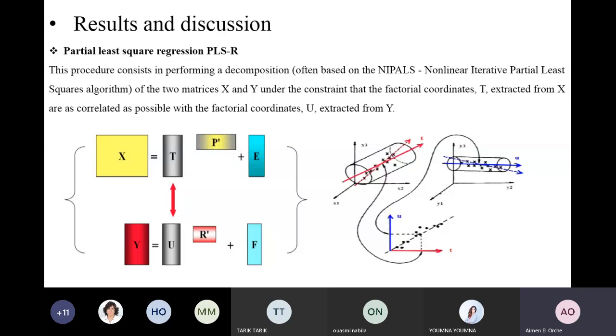variables. This procedure consists of performing a decomposition, often based on the NIPALS algorithm, non-linear iterative partial least squares, of both the X and Y matrices under the constraint that the latent variable T extracted from X is as correlated as possible with the factor coordinate or the latent variable extracted from Y, as presented in the figure.